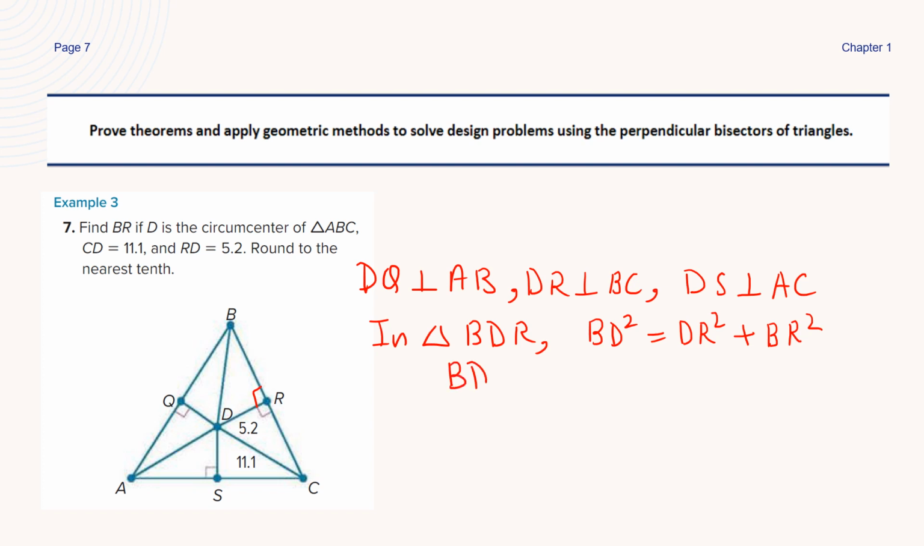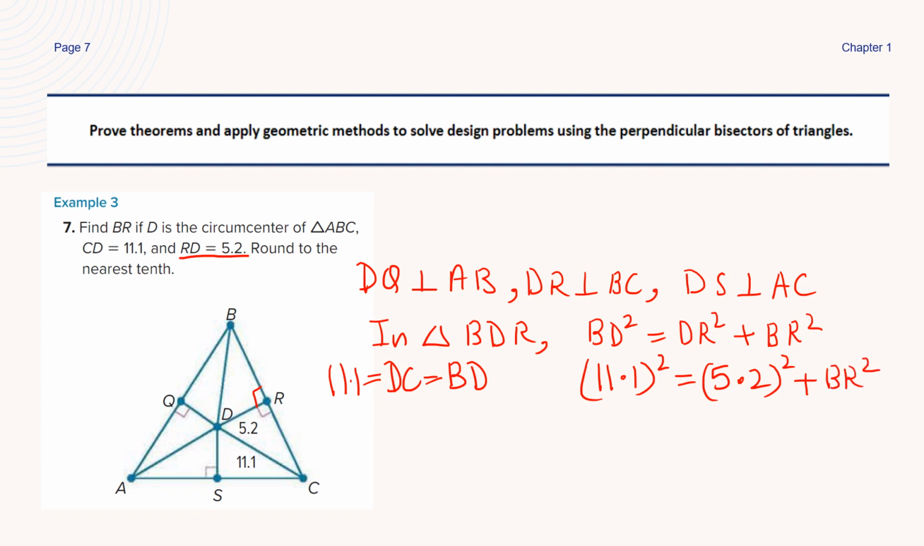BD is going to be equal to DC, and DC is given to be 11.1. So BD can be 11.1 whole square. Now DR is given to be 5.2 whole square plus BR square. So we are using Pythagoras theorem here. If you are wondering from where I am getting this relation, you have to remember that in a right angle triangle, the sum of squares of the hypotenuse is equal to the sum of the other two sides. So from there, I'm getting this value.